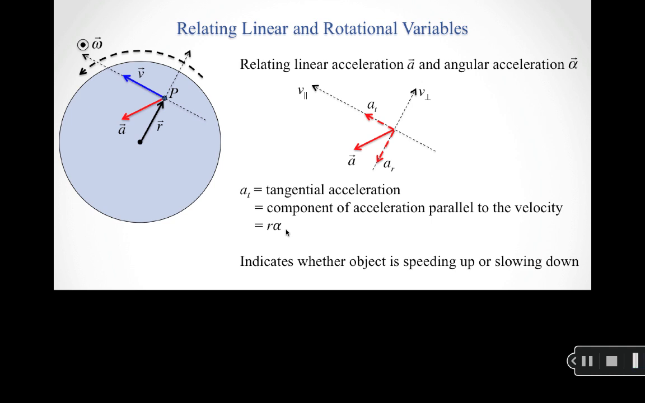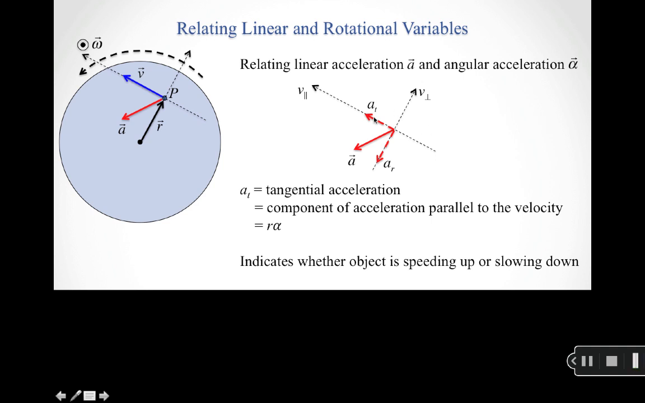So again, r is our distance away from the axis of rotation, and alpha is the angular acceleration. The function of the tangential acceleration is it indicates whether an object is speeding up or slowing down. One of the things we talked about when we first started talking about acceleration is that acceleration tells us about the change in velocity, and there are three ways that we can change the velocity vector. We can make its magnitude greater because the object speeds up.